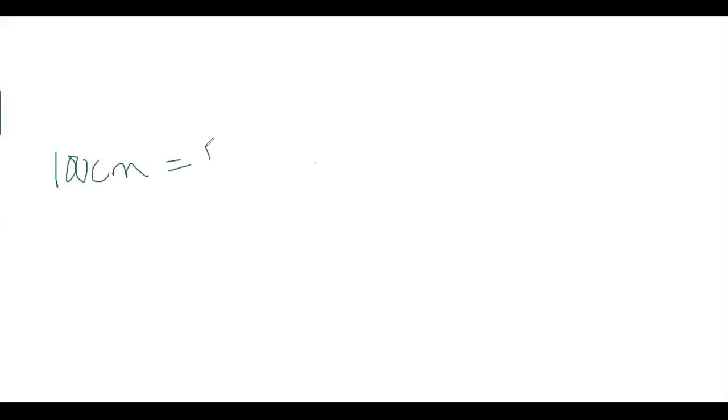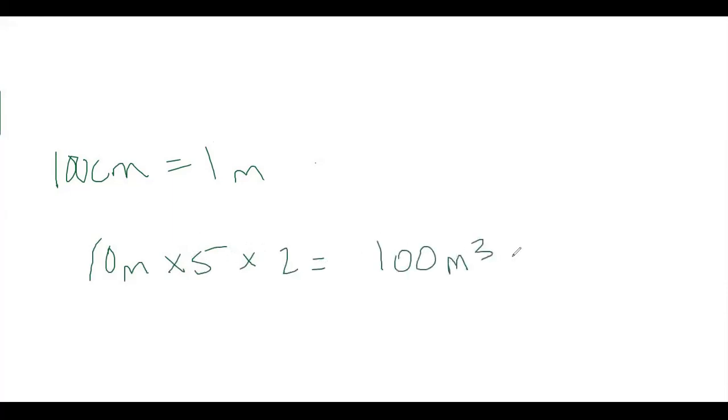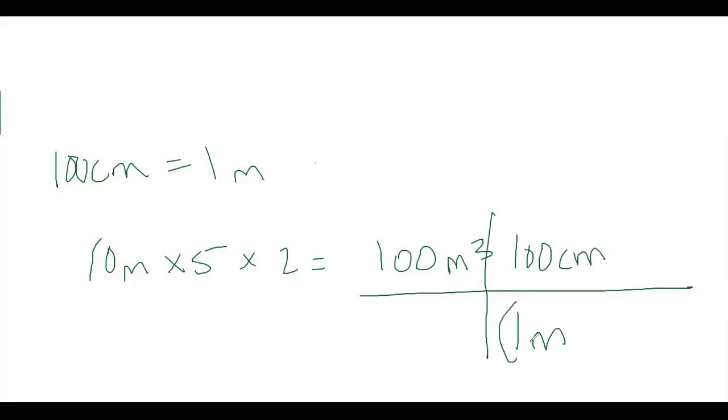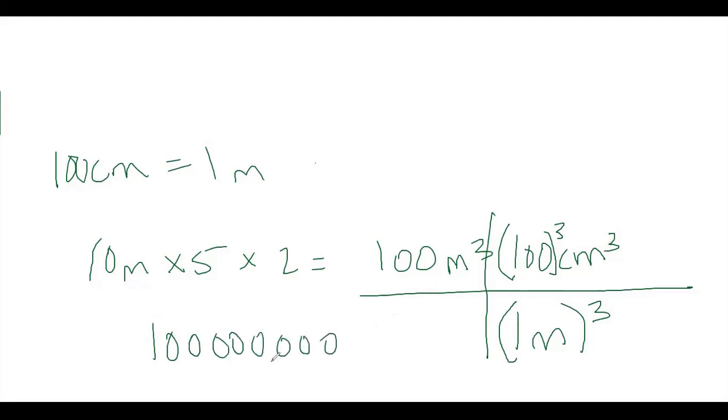100 centimeters equals 1 meter. And you have 10 meters times 5 meters times 2 meters, right? That's 10 times 10. That's 100 cubic meters. So to change that into centimeters cubed, 1 meter is 100 centimeters. So you have to get a cube. So you have to cube that, which means you have to cube this. So you actually have 1, 0, 0, 0, 0, 0, 0, 0, 0. 100 million centimeters cubed and 100 meters cubed. So that's the tricky part of that problem on that quiz.